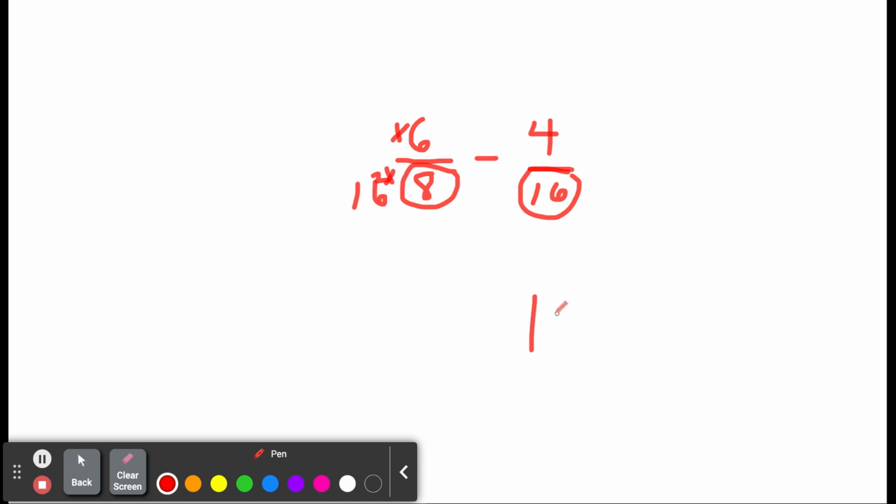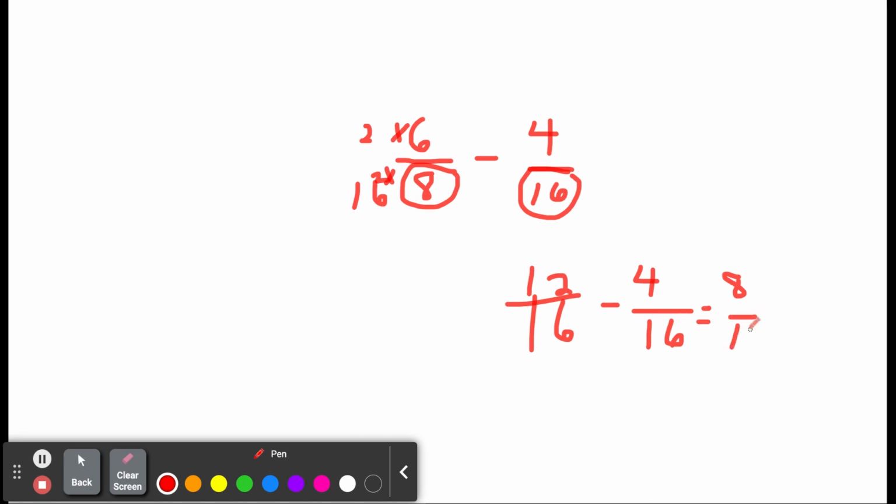Rewrite my fraction. So I have to multiply the 5 times 2, and that becomes 10. Now I can subtract. 10 sixteenths minus 4 sixteenths. 10 minus 4 is 6. Put my equal sign.